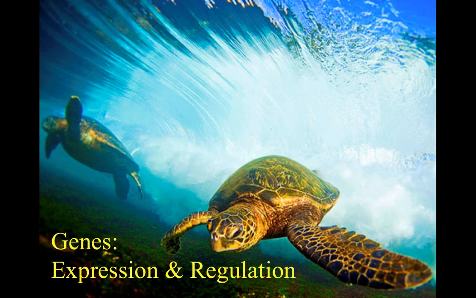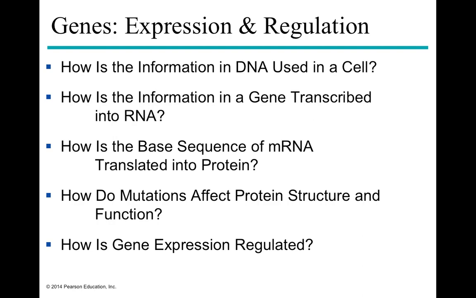Today we'll be covering the material presented in Unit 10, or the expression and regulation of genes. We'll talk about how DNA, which is the hereditary material stored inside the cell, is used and how it is transcribed into RNA. Then we'll talk about mRNA, which is the product of transcribing DNA into RNA, and how that's translated into proteins. Then we'll talk about how mutations affect protein structure and function, and how gene expression is regulated.